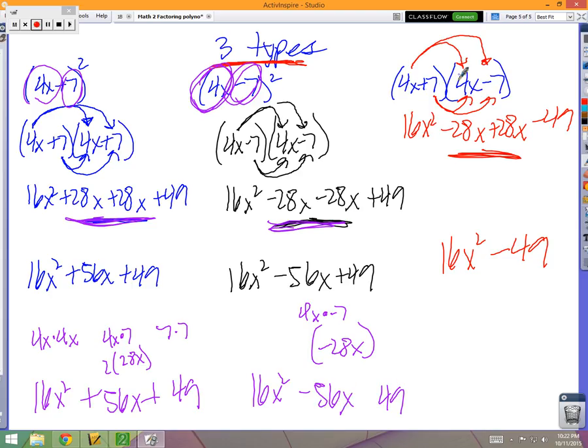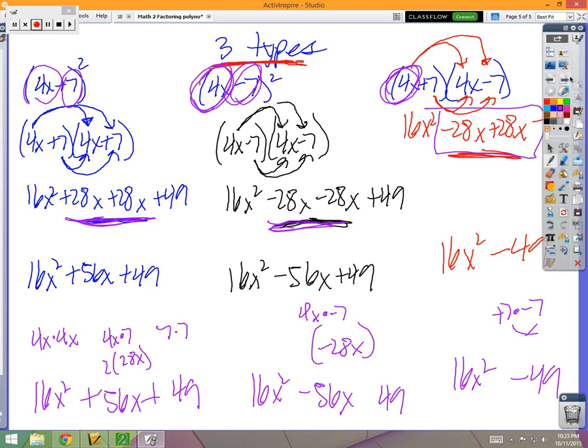Okay, and this last one, if you got 1 plus and 1 minus, you can just remember these middle terms are going to always zero out. So it's just the first times the first, 4x times 4x, that's 16x squared. And your last times your last, but it's a plus 7 times a minus 7. And that's always going to be a negative, because positive times a negative is going to be negative.